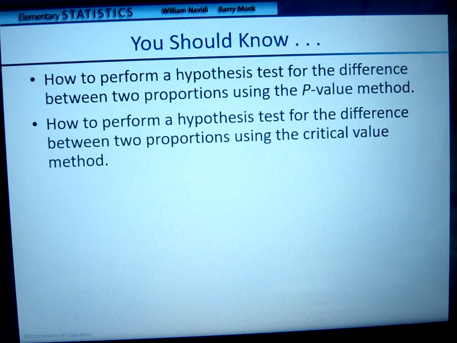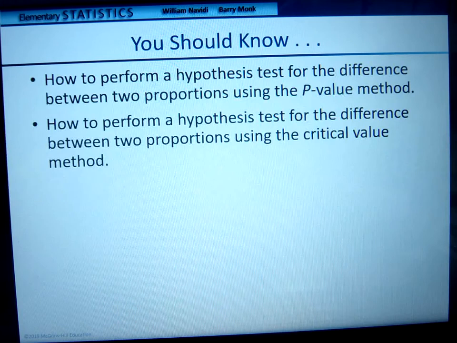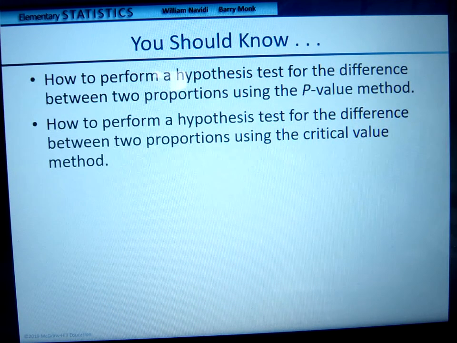All right, so we should know how to perform a hypothesis test for the difference between two proportions, and how to perform a hypothesis test for the difference between two proportions using the critical value method. Okay, so that's 11.2. Next one will be 10.3, and we'll talk to you soon.